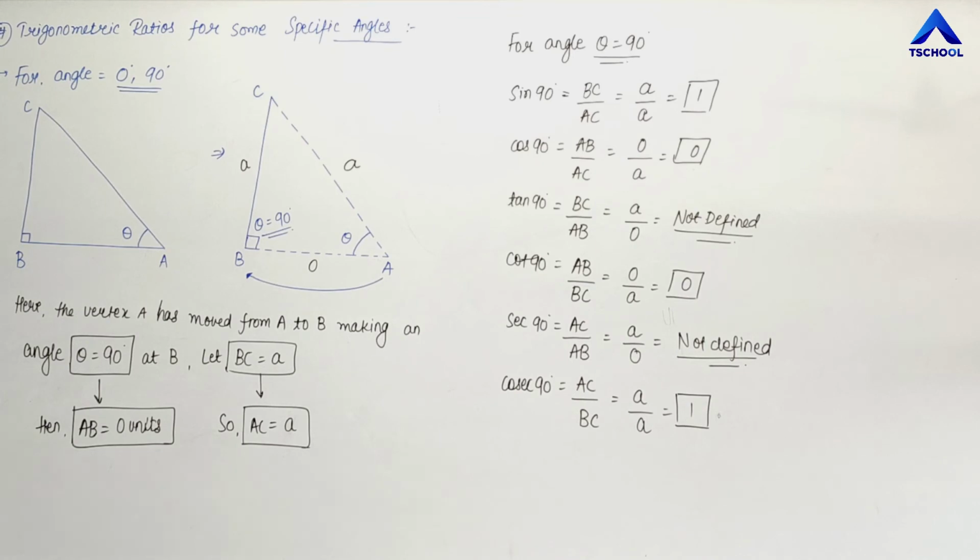For theta equals 90, we had sin 90 is equal to 1, cos 90 is equal to 0, tan 90 is not defined, cot 90 is equal to 0, sec 90 is not defined, and cosec 90 is equal to 1. Okay, so that is it about the trigonometric ratios for some specific angles.